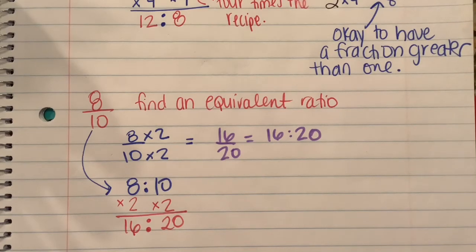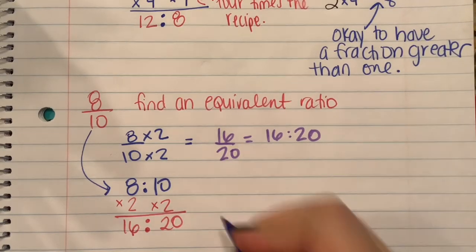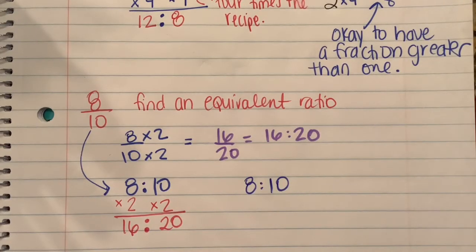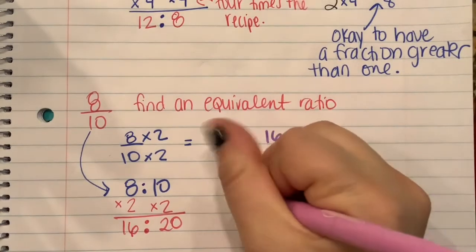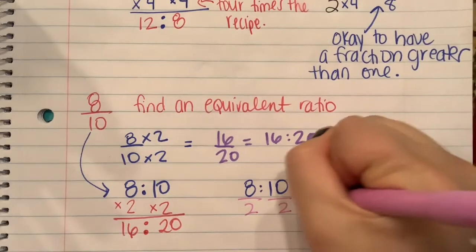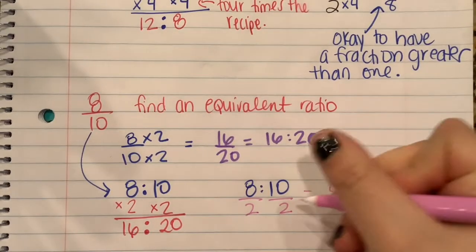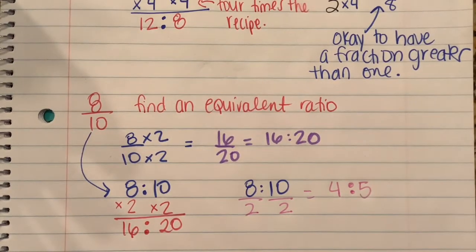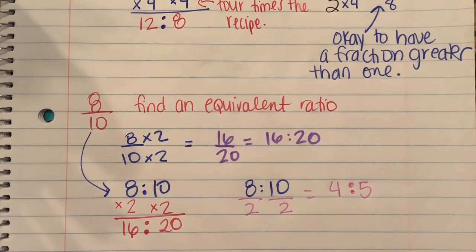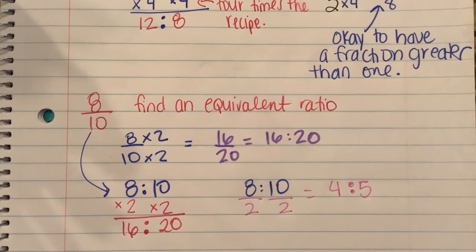Now what if I took 8 over 10 and I divided by a common factor? Okay, we can see, well, I could pull out a 2 here from each side. So I'm going to do my division bar and pull out a 2. 8 divided by 2 is 4. 10 divided by 2 is 5. So another equivalent ratio would be 4 to 5. Looking at 4 to 5, we can't reduce that any further. It doesn't have any common factors, 4 and 5.